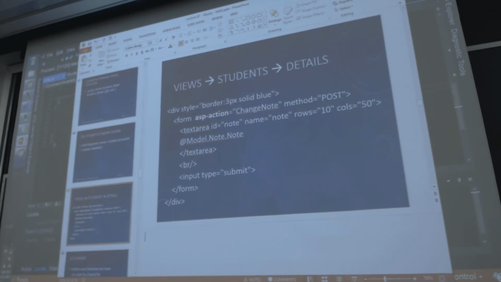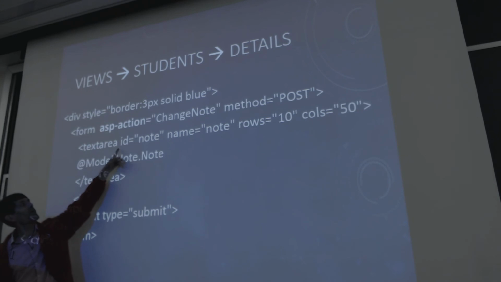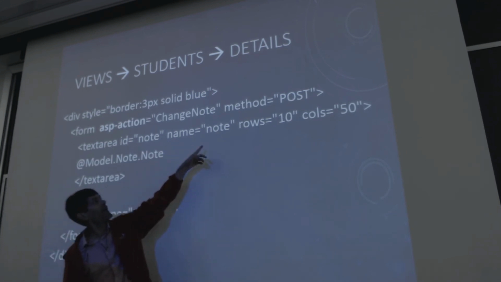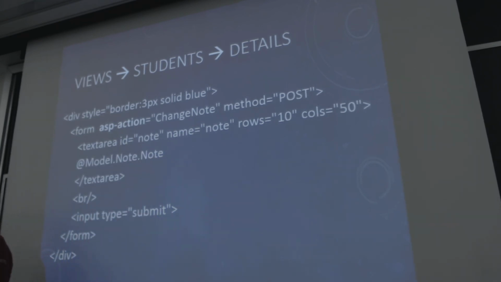Okay, so this should be fairly straightforward. We are using a div style, just to put a border around it so you can see it. We're using the form. The form is going to call change note when it is posted. It's going to use the post methodology, and I'm going to use the text area. Now, one thing just to note, and I know you've put up forms before, but you probably haven't really paid attention: all the elements of a form often will have an ID and a name. Are these the same? Well, in my case, the name and the ID are exactly the same. So often you'll see this example, and then it's not clear what purpose each of those pieces is doing.